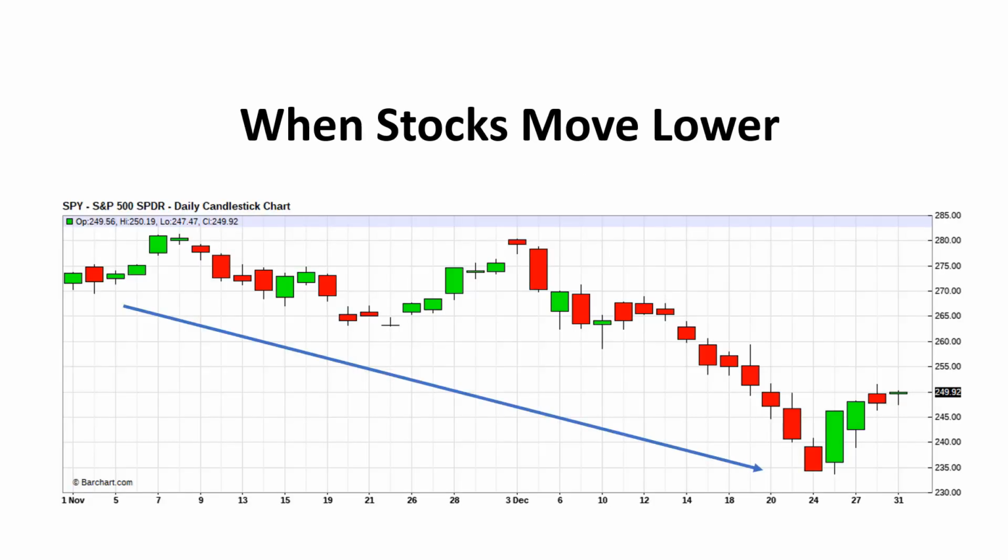This is the stock market. As you can see, from November till about a few days ago, it's been going primarily down. There's no other way to say it. The stock market's been going down. It's a very clear directional bias to the downside.